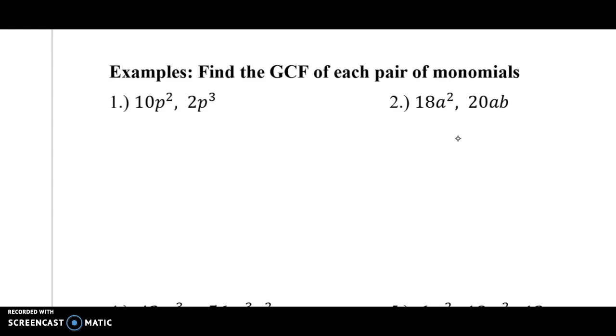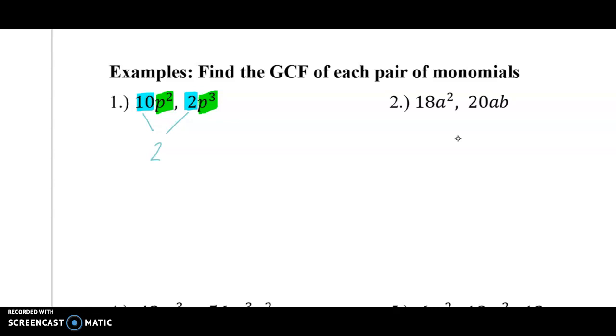What I always say to do first is look at the numbers and then look at any variables that are the same, like terms. Any variables, or bases I should say, that are the same. If you start with the numbers 10 and 2, what is the largest number that goes into 10 and goes into 2? The largest number that goes into both of these is 2. There's no number that goes into 2 that's any bigger than that.